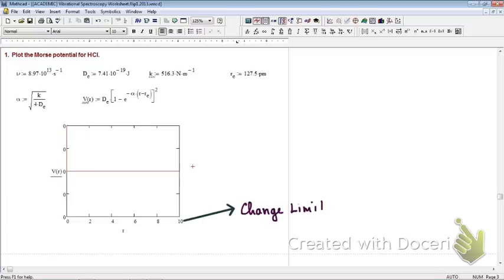One of the problems is that the limits of the axes are just not right. If we look down here in the right-hand corner, the upper limit for R is 10, and if we're talking about meters here, that's obviously way too large since the bond length of the molecule itself is on the order of 127 picometers. Clearly we'll need to change that, so let's change it to something on the order of 500 picometers.